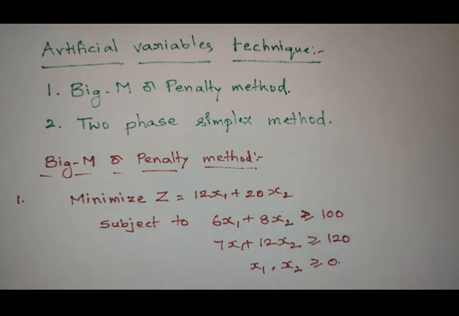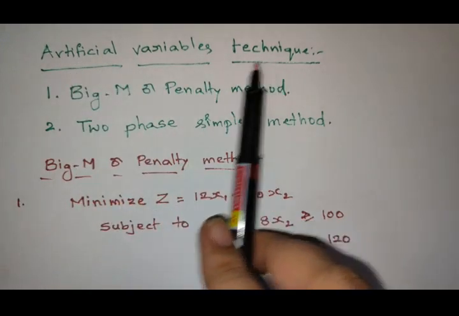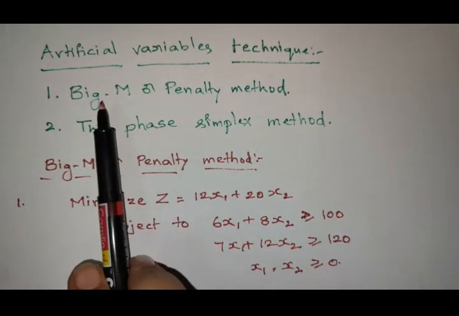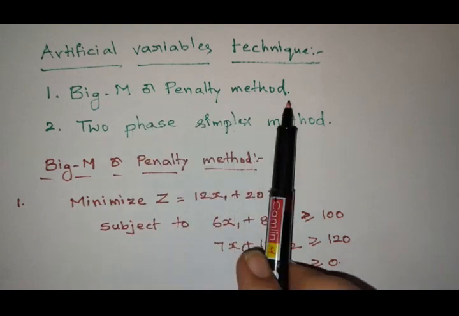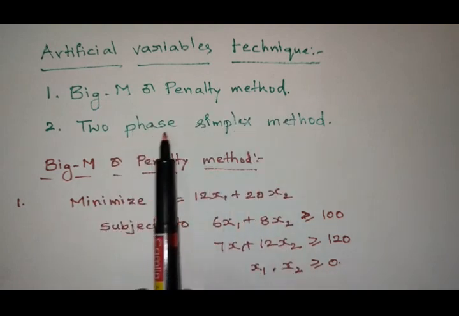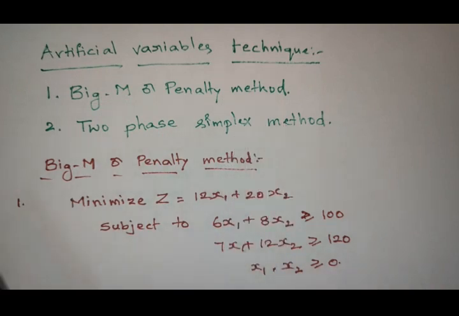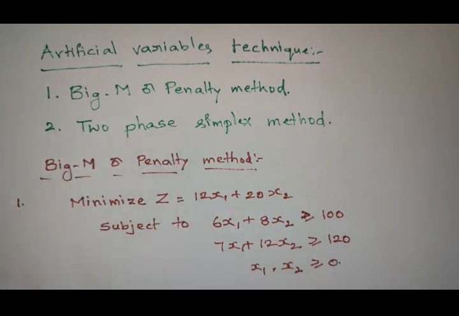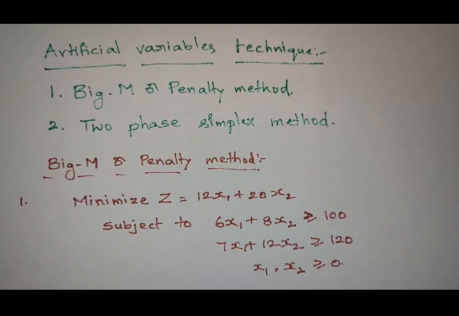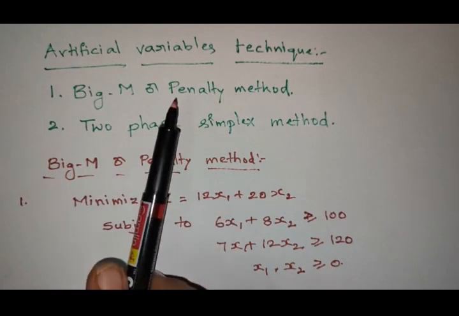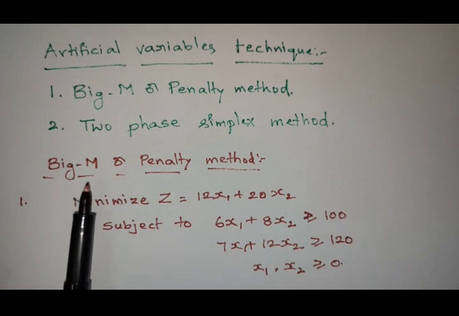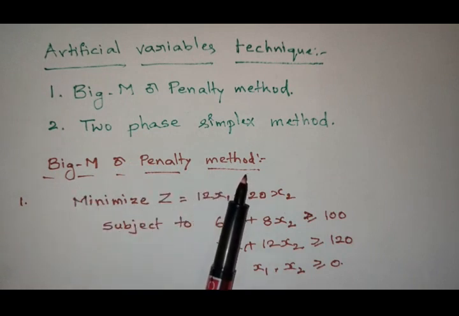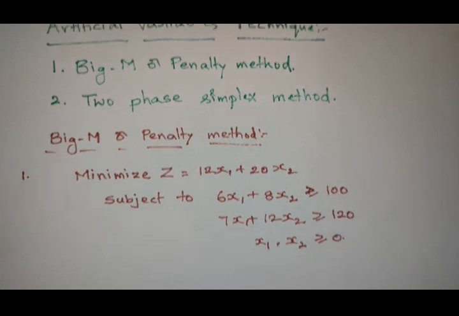Under the artificial variables technique, there are two methods. The first one is big M or penalty method, and the second one is two phase simplex method. These are the two methods we can use for the linear programming models with constraints of greater than or equals to or equals to type, right? So now let us solve the problems with the first method, big M or penalty method. Okay, now let us see the first problem in that one.